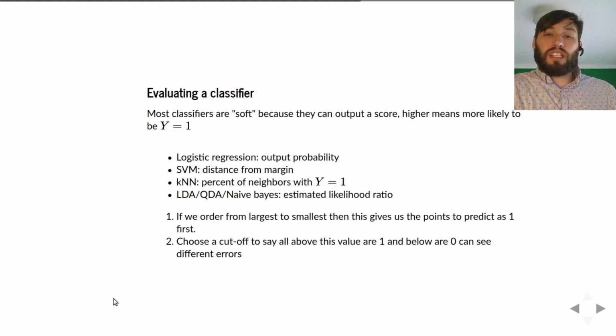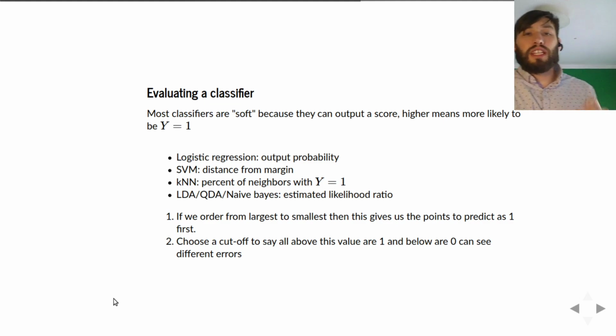All of these really are likelihood ratios in the end, because they're generative methods, and we're using the Bayes plug-in rule for the Bayes classifier. And so all of them are estimated likelihood ratios, and all of those can be thought of as just scores.